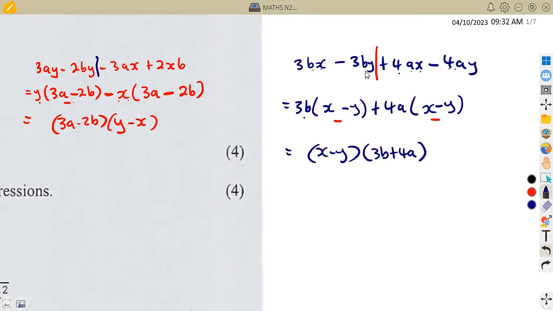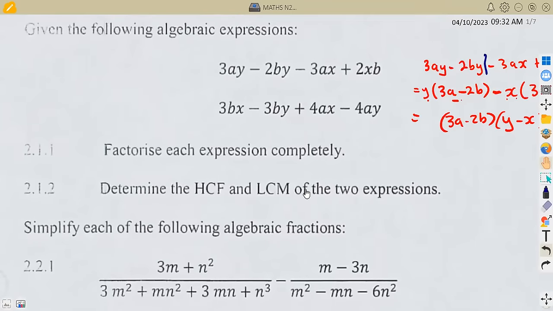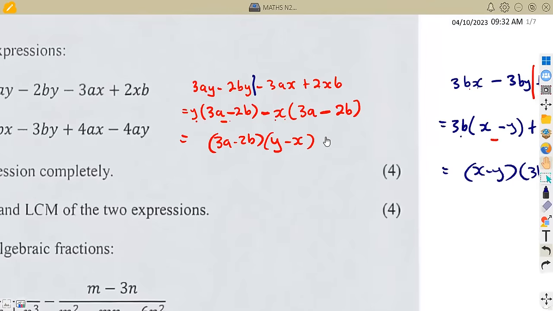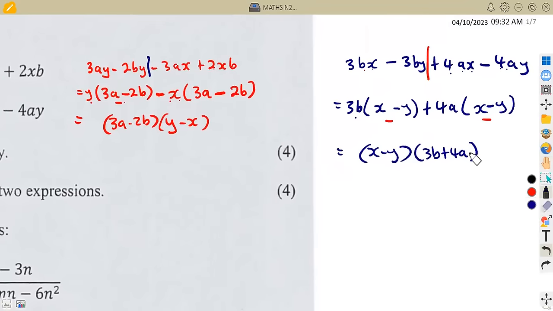All right. So from our factorization, if we are to check, we are supposed to determine the HCF and LCM of these two expressions. From these two brackets that we have, which are similar, when you are to determine the HCF and LCM, it is going to affect our answers. So we are supposed to write either this x minus y as y minus x, or to write y minus x as x minus y.